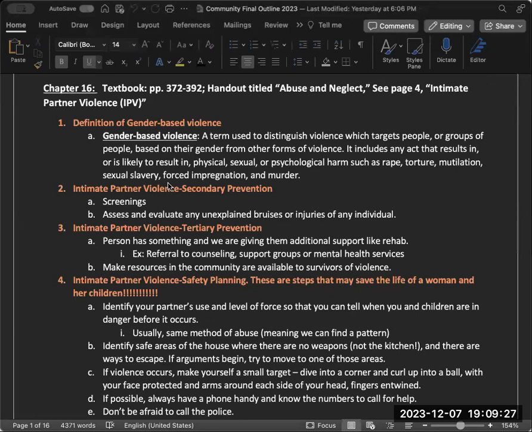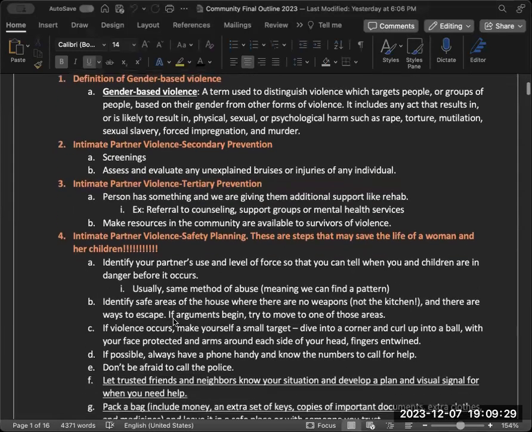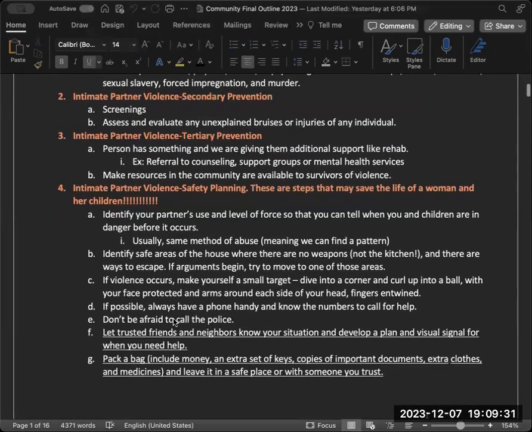The next thing that I had, which would be another question on the exam, is about intimate partner violence tertiary prevention. So, what would be an example of tertiary prevention that we could do for someone experiencing intimate partner violence? Providing counseling for them. Yes, counseling, support groups, rehabilitation centers, and mental health services are examples of tertiary.